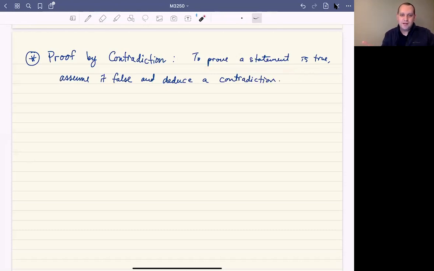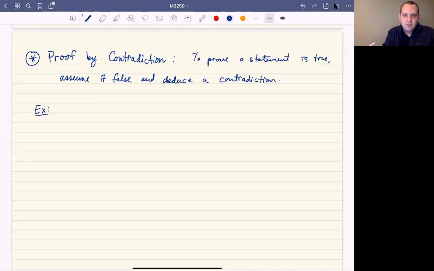But let me say that one more time. Assume that the statement is false. Show that if the statement's false, that actually leads us to a contradiction. And therefore, that means that it couldn't have been false. The original statement must be true. Okay, so that's our strategy. So what I want to do is an example or two with proof by contradiction.